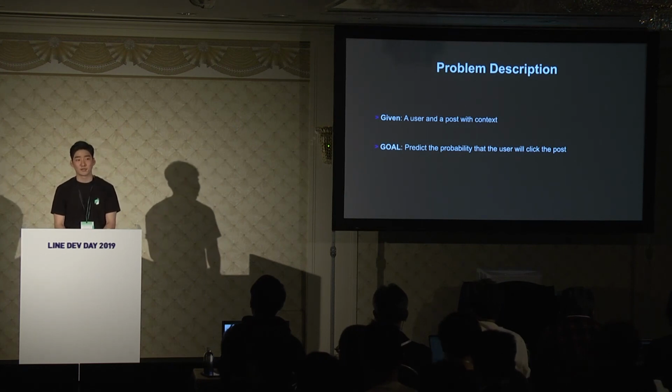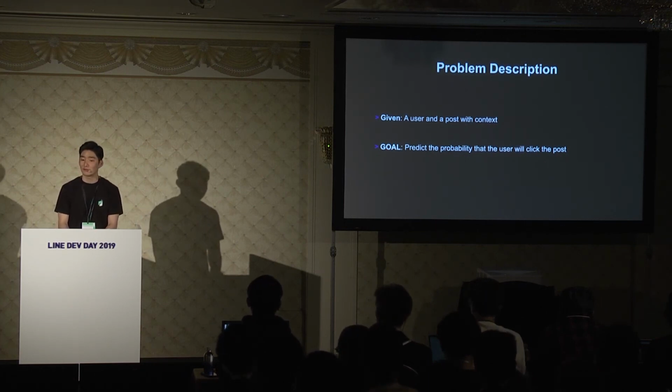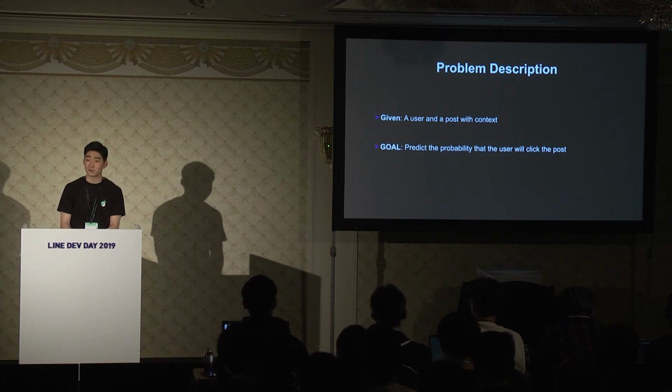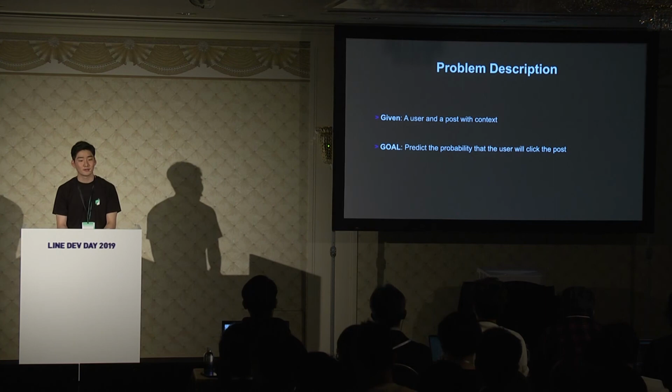Before we start implementing models, we need to define our problem. What we wanted to achieve was to train a model that is given a user and a post with context and outputs the probability that the user will click the post.